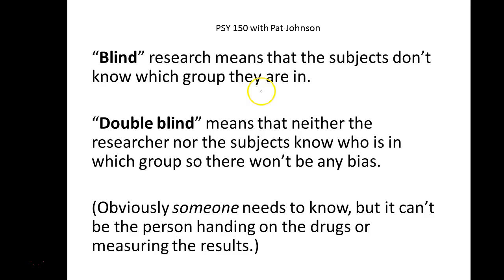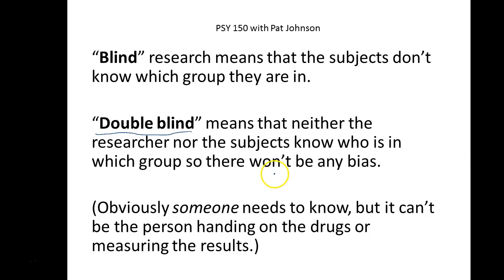Now, that's good, but let's suppose you're the person giving out the drug. You may give off subtle cues to the people who are getting the drug or the people who are getting the placebo. So in other words, that's not good either. That's still biased. In drug studies, we often use what is called double blind. Double blind means that neither the researcher nor the subjects know who's in which group, so there won't be any bias.